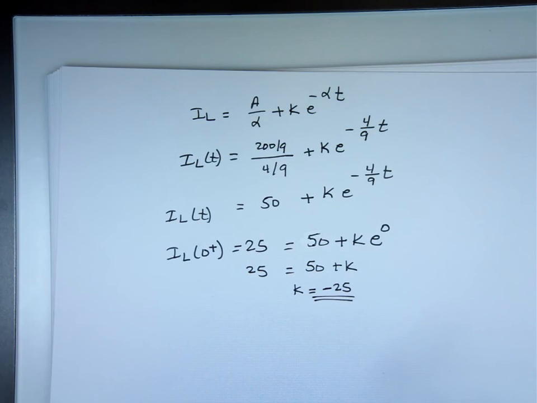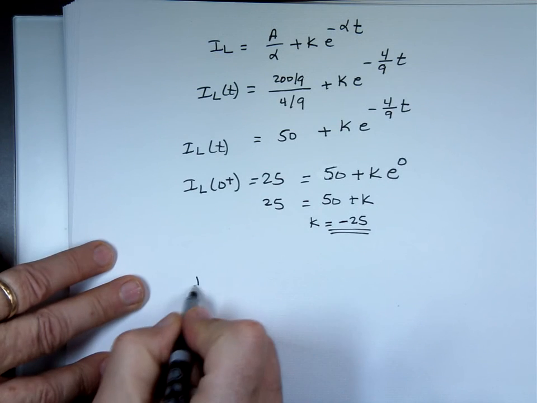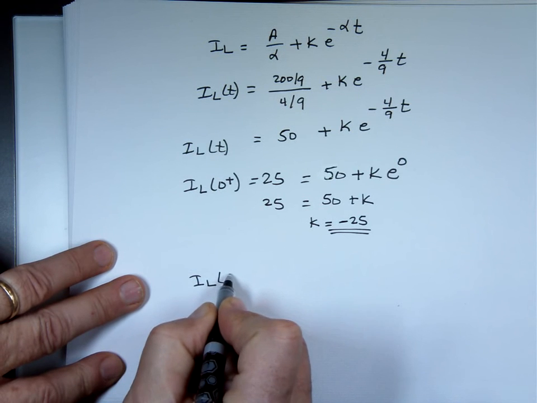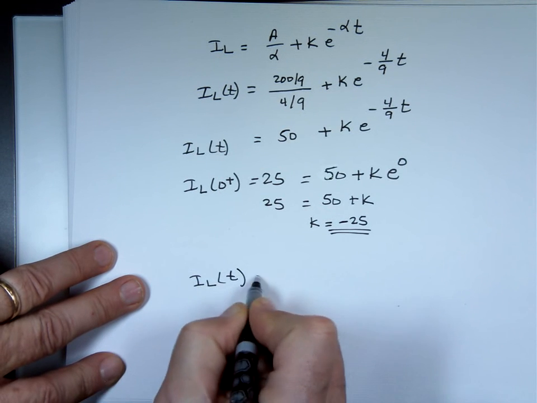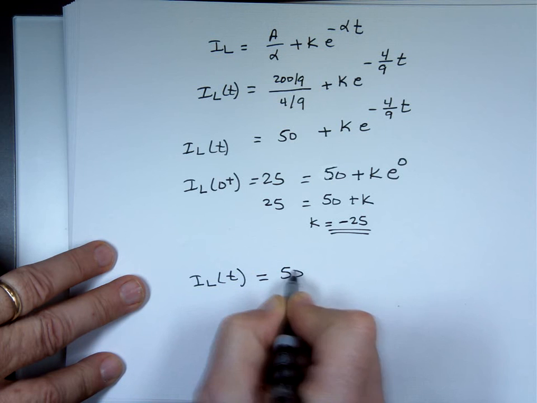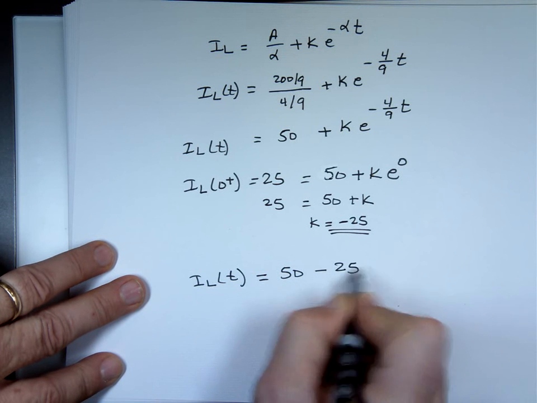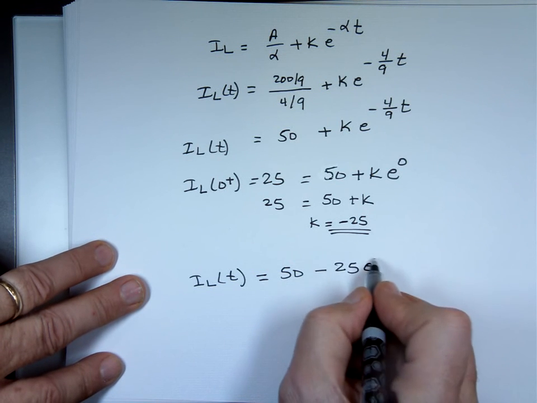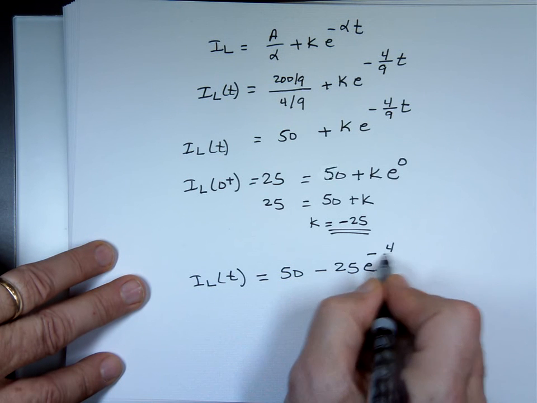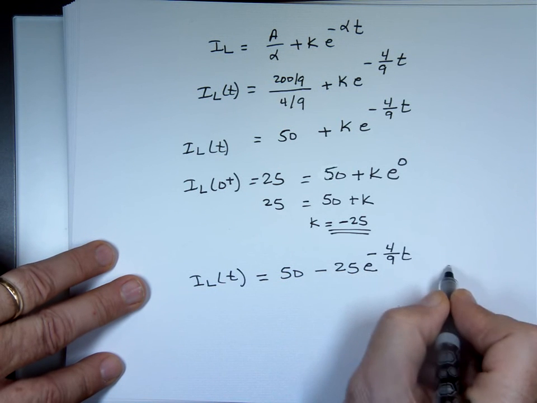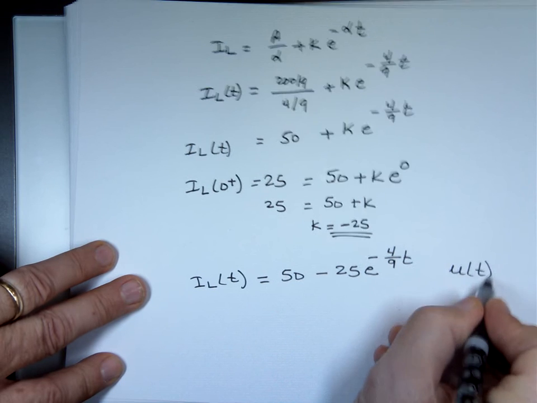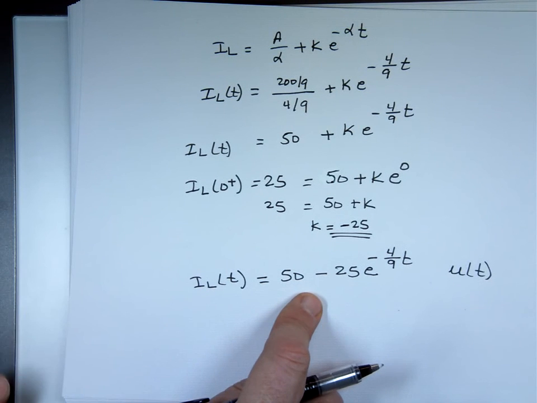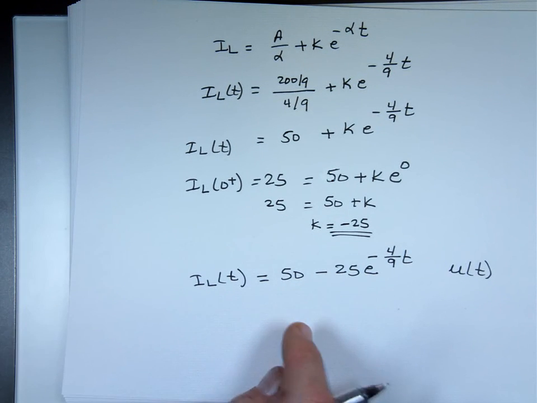So what is the current through the inductor at any given time? For t less than 0 or greater than 0? 50 minus 25 e to the power of negative 4 over 9 t. This is u of t. What that means is this is for t greater than 0. For t less than 0, we know it's 25.